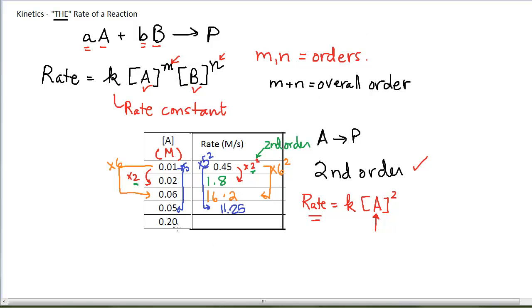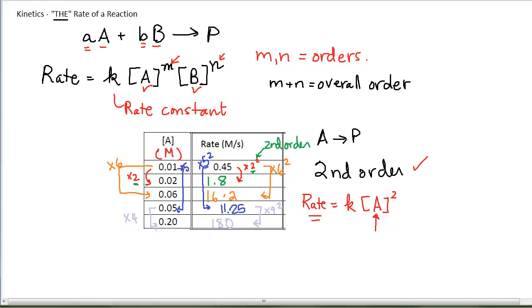And if I change the concentration to 0.2, I have several places that I can take this from. Let's just go from here. Between 0.05, raising it up to 0.2 molarity, I took my concentration up by 4, which means my rate will go up by 4 squared. So I expect to see the rate at 180 molarity per second. And that's how a second order reaction would behave.